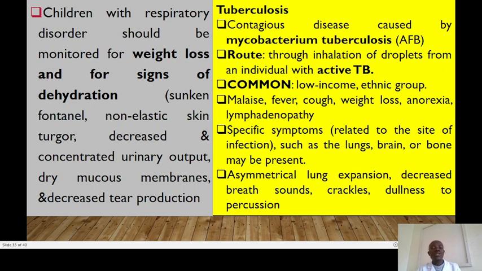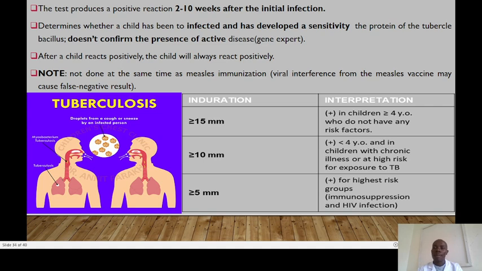And the route of infection for tuberculosis is normally through inhalation of droplets from an individual with active tuberculosis. And it's very commonly associated with low-income earners and some ethnic groups that normally encourage closeness. So patients are going to present with malaise, fever, cough, weight loss, anorexia, lymphadenopathy. And some specific symptoms could relate to the organs that are affected, maybe the lungs, the brain, or the bone. We could also have asymmetrical lung expansion, decreased breath sounds, crackles, and dullness when you percuss.